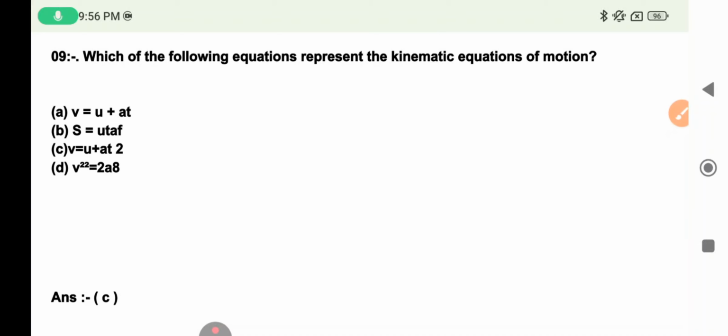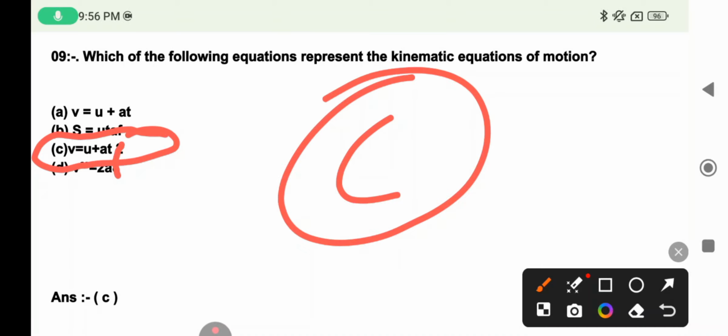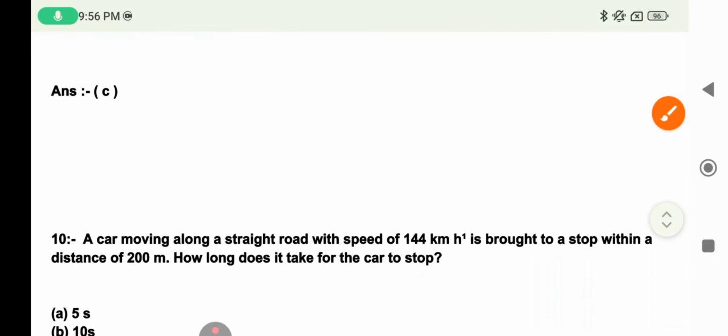Which of the following equations represents the kinematic equation of motion? And here the options: option A v is equal to u plus t at, option B s is equal to u ut, option C v is equal to u plus at square, and option D v is equal to 2a. And the correct answer is option C, v is equal to ut plus at. Now move on question number 10.